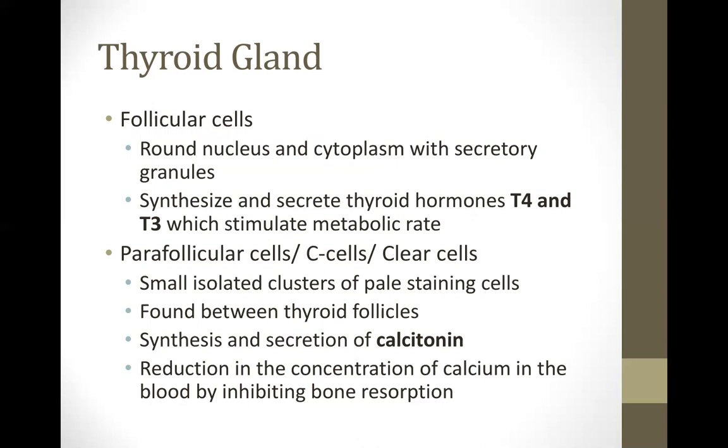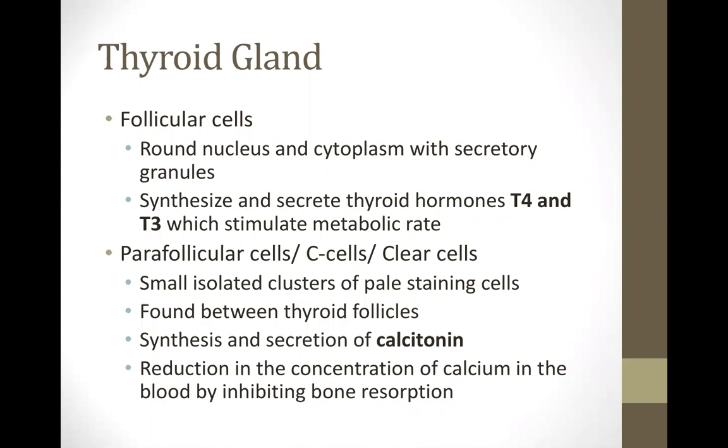So another cell found is your parafollicular cells or your C cells or your clear cells. So these are the synonyms of the parafollicular cells. They are small isolated clusters of pale staining cells that are found in between the thyroid follicles. So the cuboidal cells lining the thyroid follicle would be the follicular cells. What are found in between those thyroid follicles would be the parafollicular cells. The main function of your parafollicular cells is to synthesize and secrete calcitonin.